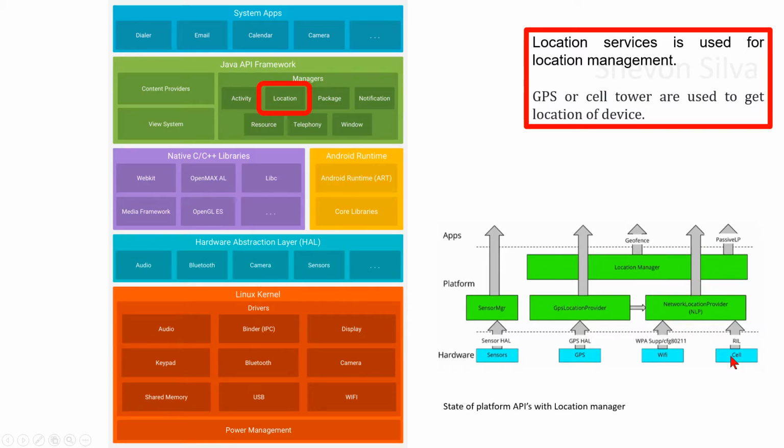And here you can see cell and RIL, and it can access the network location provider NLP, and location manager can access NLP, and it goes through to the apps. And location manager can also provide a geofence and passive LP.